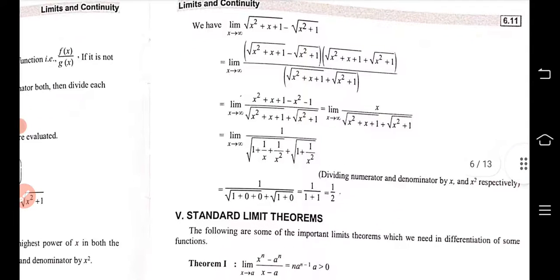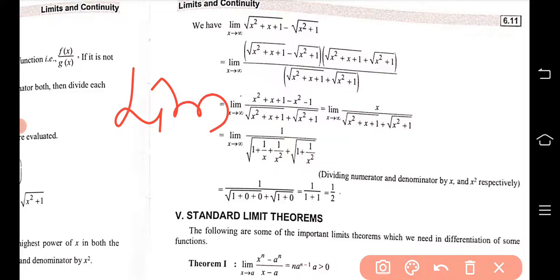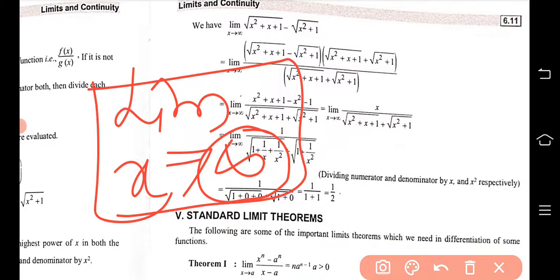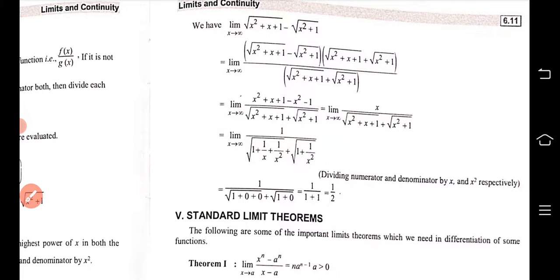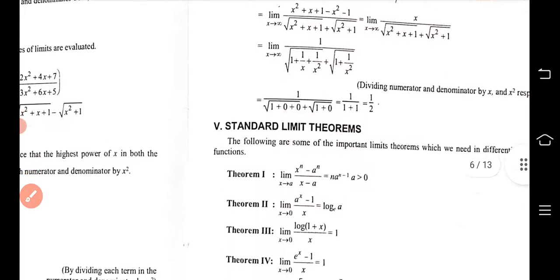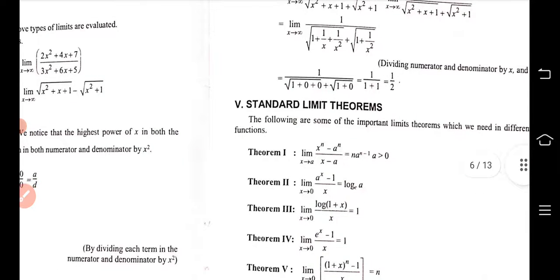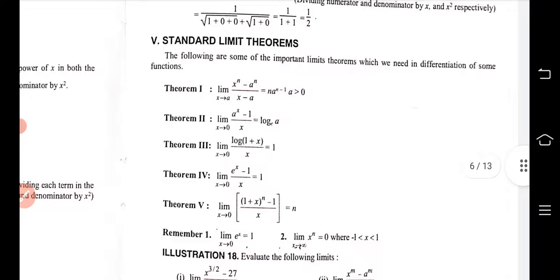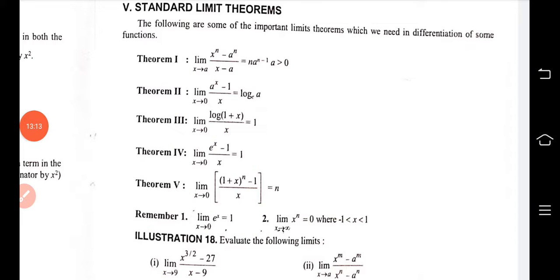Okay, when we have to calculate the limit x tends to infinity, remember it should be given in this way. Then we are going to follow the 3 types of steps. Okay, so next we are going to talk about the different standard limit theorems. Whatever standard limit theorem is given, we are going to calculate that. Clear?